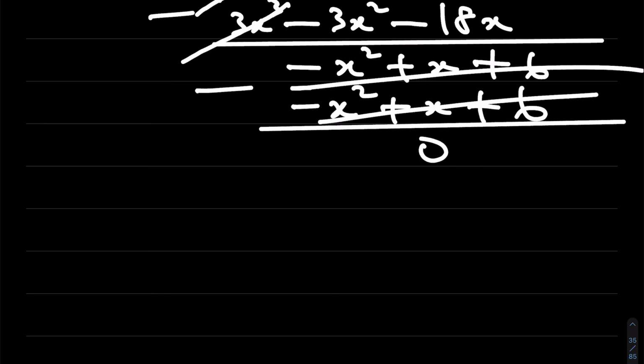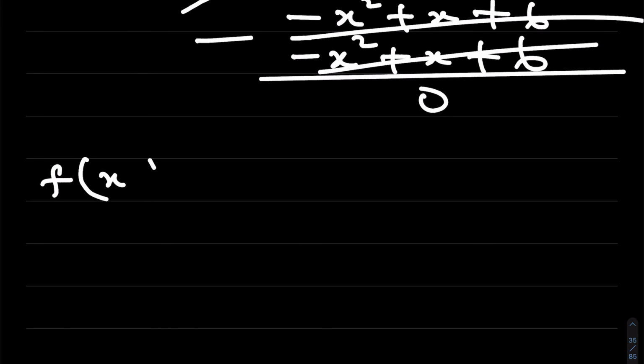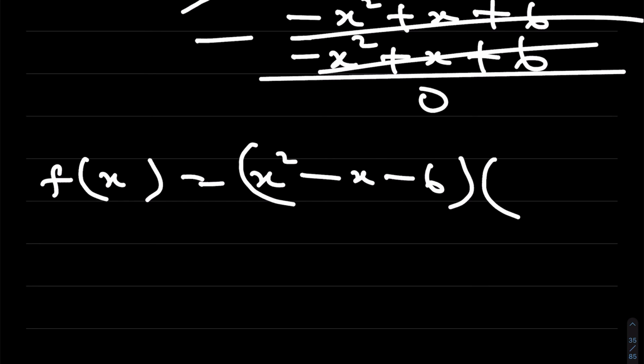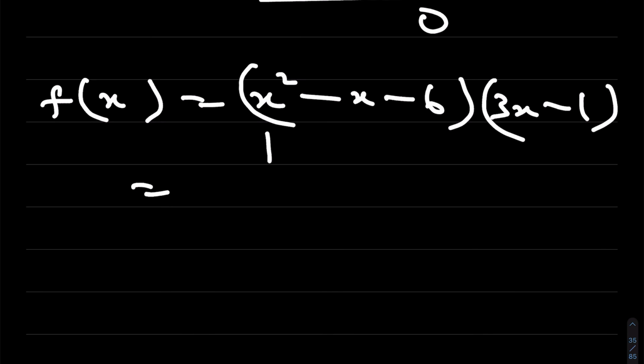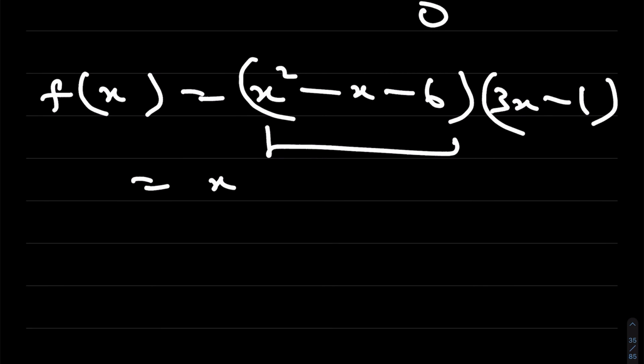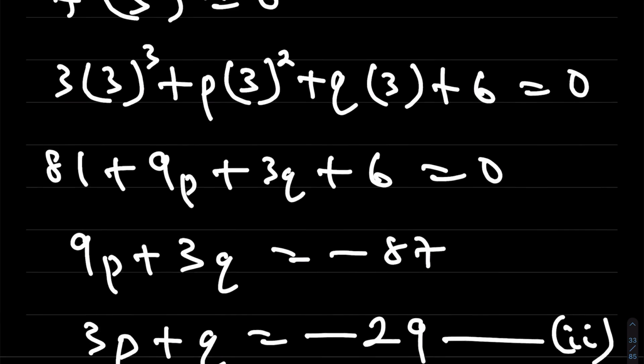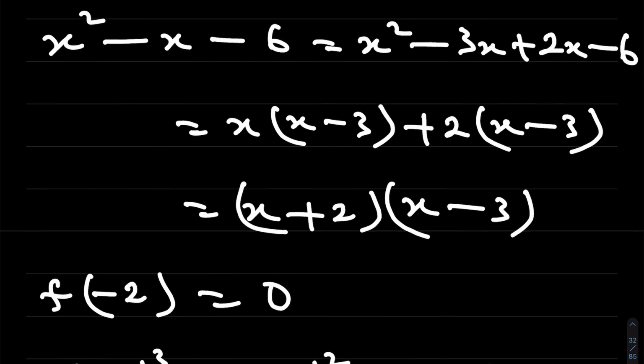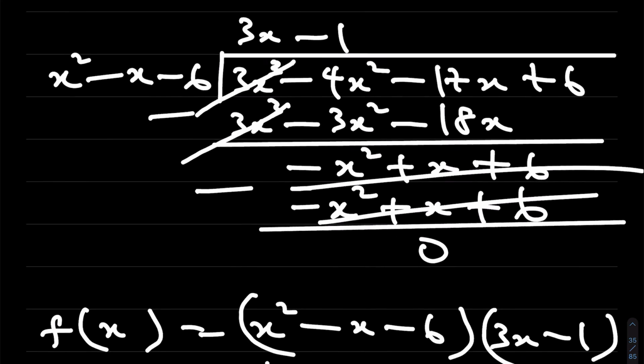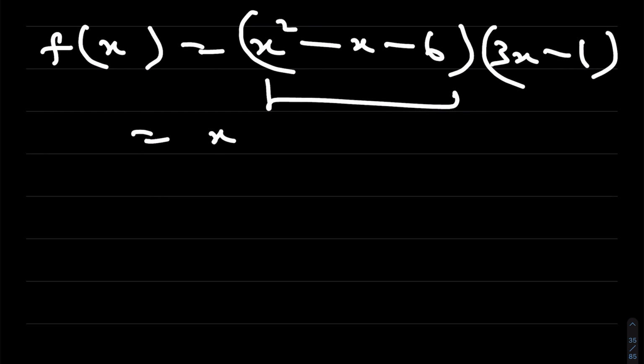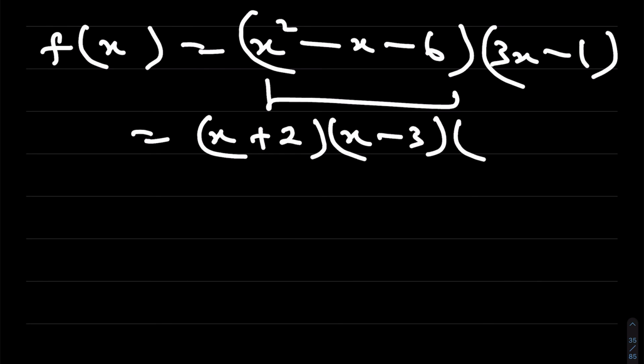So f of x is therefore equal to x squared minus x minus 6 times 3x minus 1. I know that x squared minus x minus 6 is the same as, what are its factors? Let's check again. X plus 2, x minus 3. So that means x plus 2, x minus 3, and 3x minus 1 are all the factors of f of x.